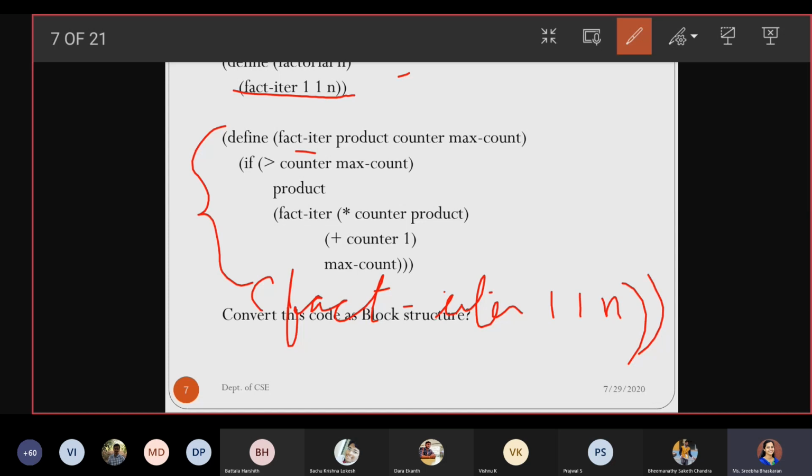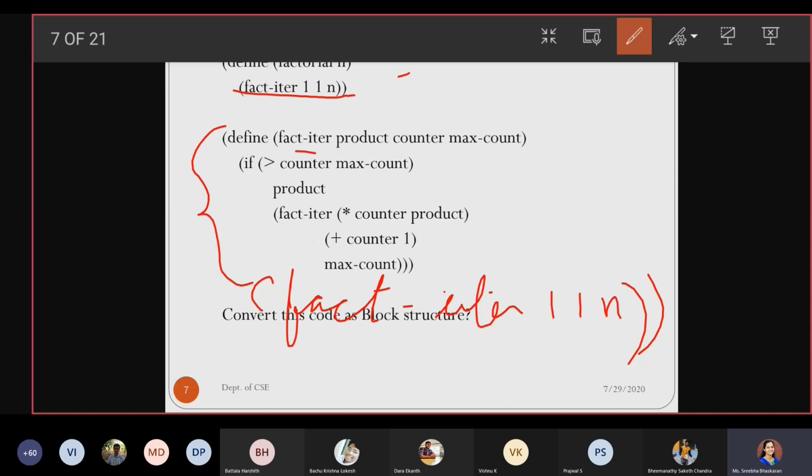Again, you are calling the fact ITR procedure, where you will be having 2 into 3, 6, and 3 plus 1, 4. So 2 into 3, 6. 6 will be set as the product value. 3 plus 1, 4. 4 will be set as your counter value. Max count will remain as 3 itself. So now you will be checking whether 3 is greater than counter. So counter is nothing but which is now 4. 4 is greater than 3. Condition is true, so it will return the product value, right?